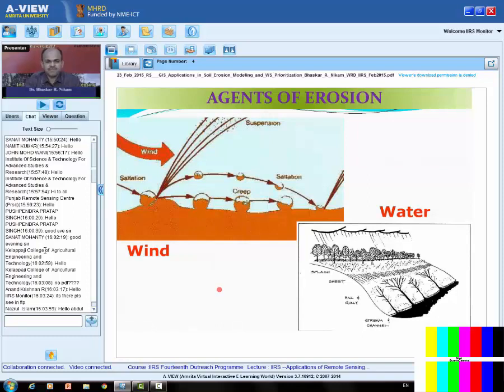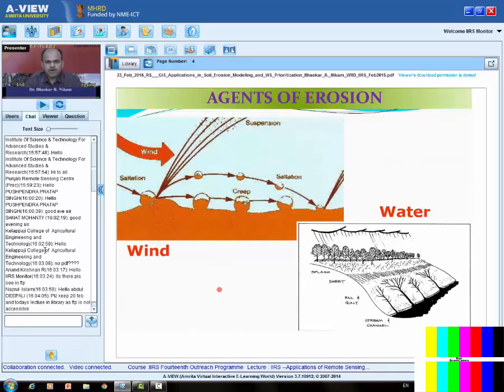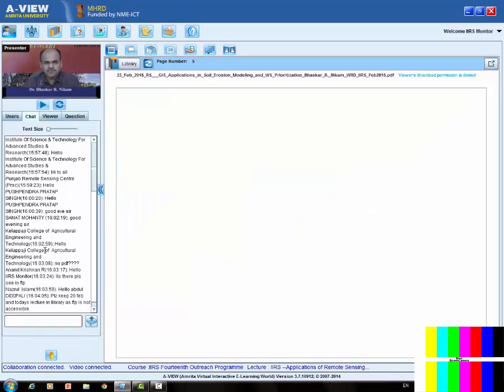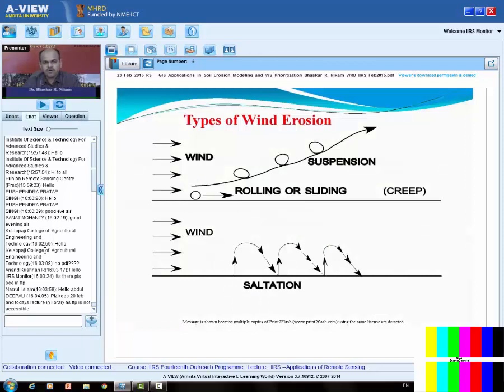Now, as we have seen, for soil erosion to occur there must be an agent causing that erosion, and we mainly deal with two kinds of agent. One is wind erosion, another is erosion because of water. So water and wind are the agents of erosion. As you can see, wind causes erosion in different types, and water causes erosion in different types. Just to have some knowledge, we'll discuss the types of wind erosion.